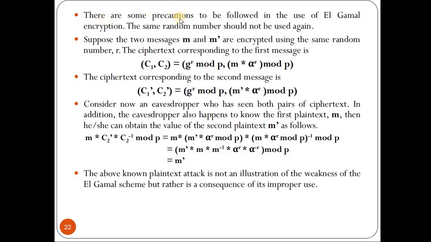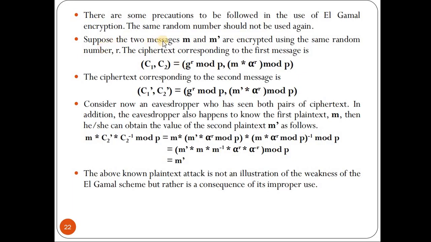So there are some precautions to be followed in the use of Elgamal encryption. That is, the same random number should not be used again by the encrypting party. So if there are two parties A and B who want to communicate with A, if B does the encryption, then he shouldn't choose the same random number for encrypting different messages.